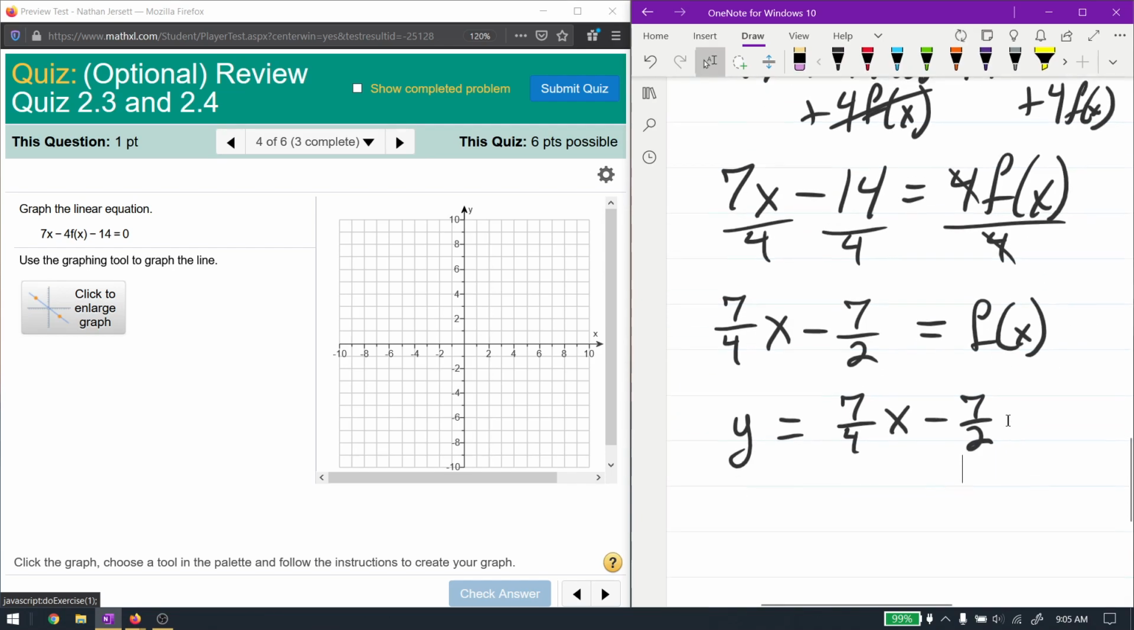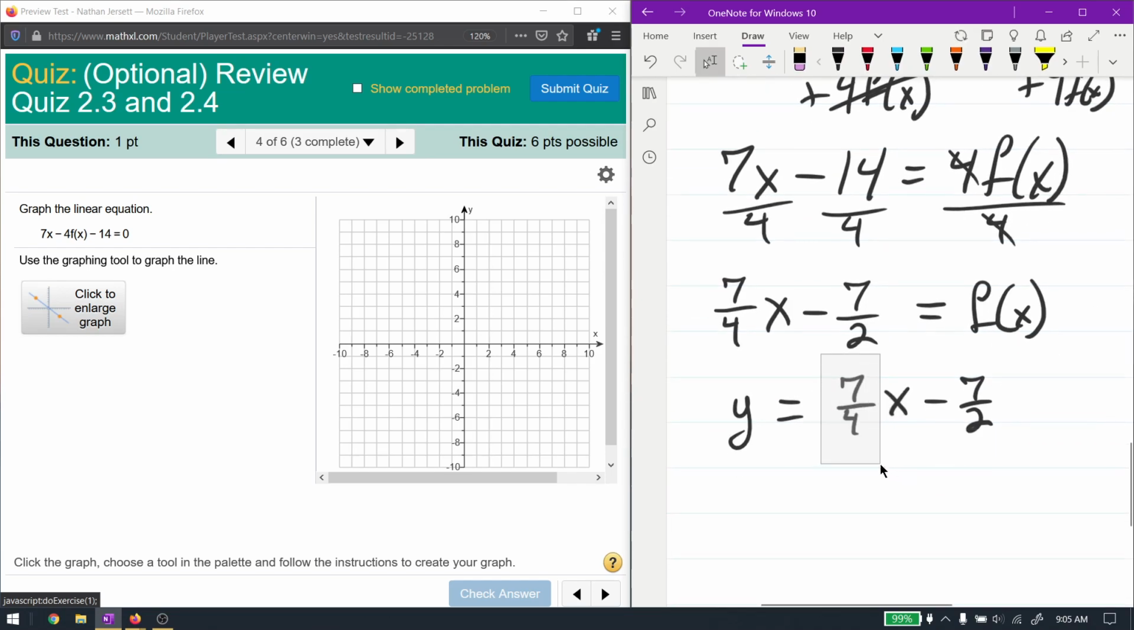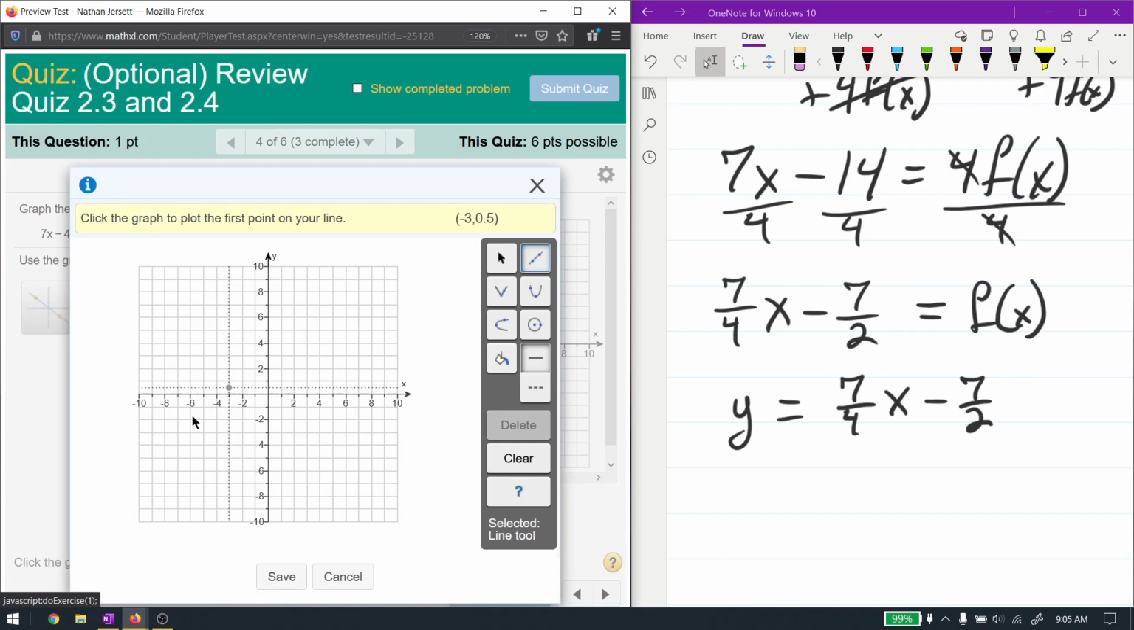And now you see my slope is 7/4. It's always the number in front of the x variable. And my y-intercept is negative 7/2. So first step is we go down to the y-intercept, which is 7/2. 7/2 is 3.5, so it's going to be negative 3.5. You can see up there at the top right it says 0, negative 3.5. That's the same thing as negative 7/2, the y-intercept.